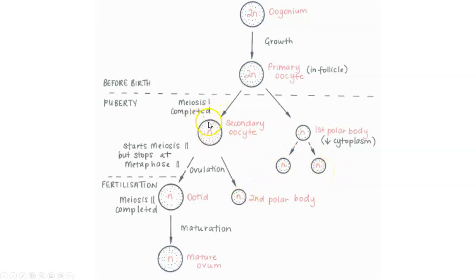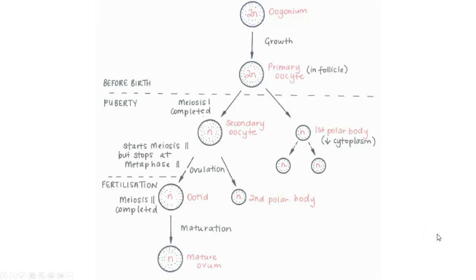And the secondary oocyte will start meiosis 2, but then it will stop at metaphase 2. At ovulation, this ootid will maybe become fertilized, and if it does, metaphase 2 will be complete, anaphase and telophase and so on, and then we will end up with a mature ovum. The mature ovum, of course, will then turn into a zygote if fertilization has occurred. And then we have our second polar body, or maybe third, depending on how you count.